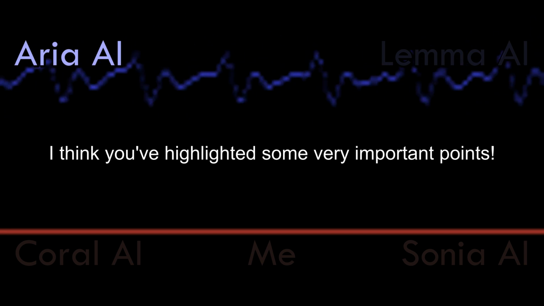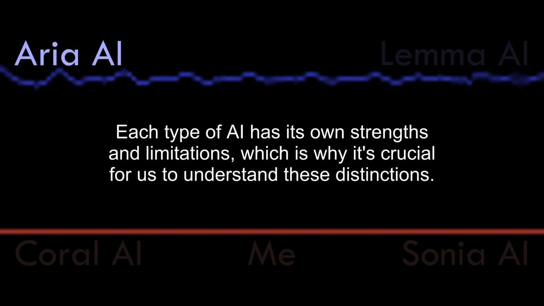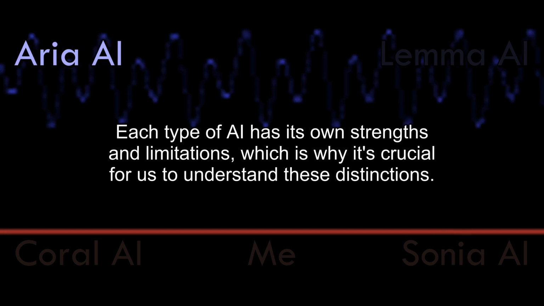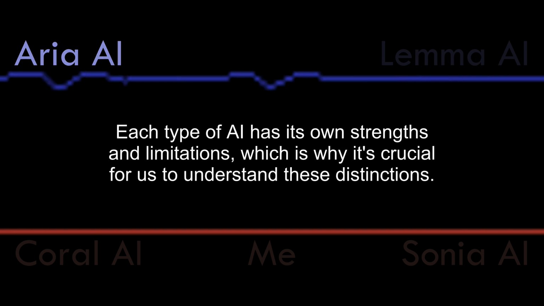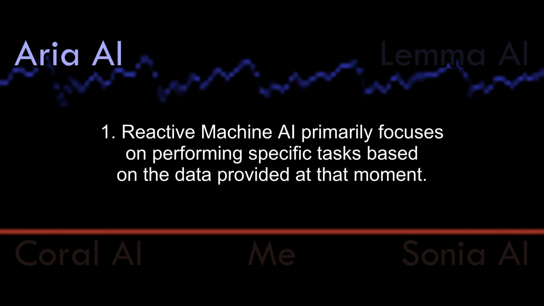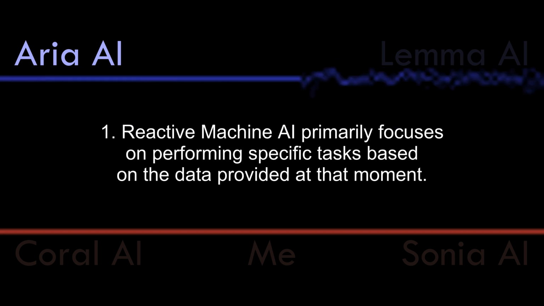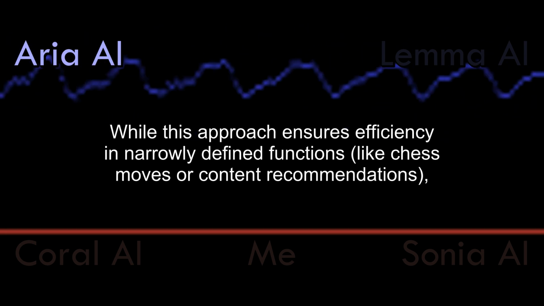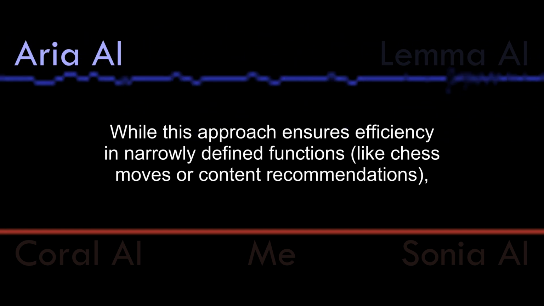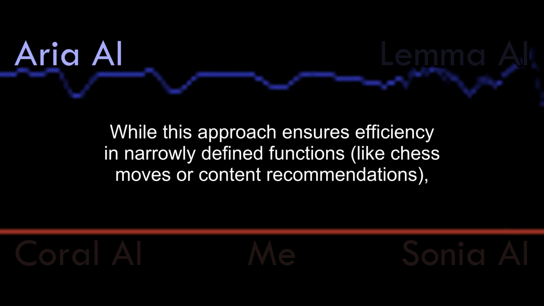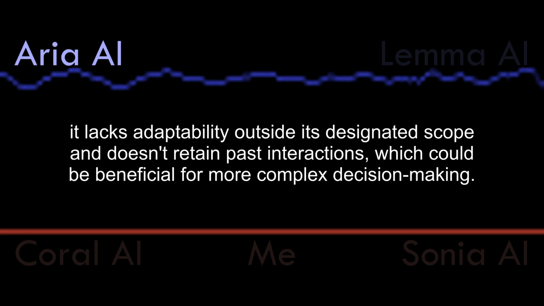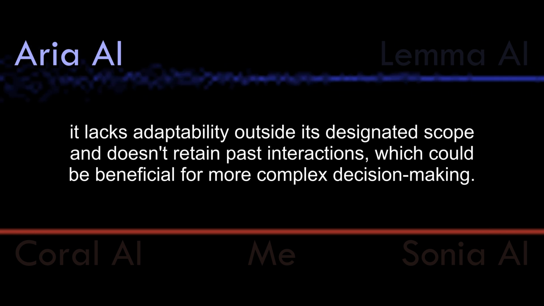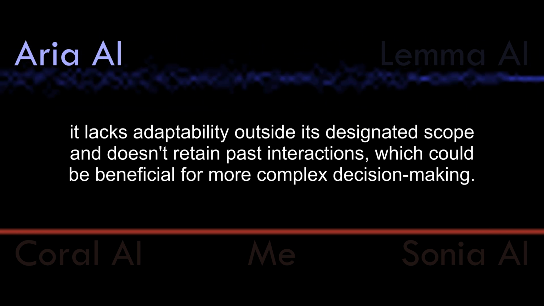I think you've highlighted some very important points. Each type of AI has its own strengths and limitations, which is why it's crucial for us to understand these distinctions. 1. Reactive machine AI primarily focuses on performing specific tasks based on the data provided at that moment. While this approach ensures efficiency in narrowly defined functions like chess moves or content recommendations, it lacks adaptability outside its designated scope and doesn't retain past interactions, which could be beneficial for more complex decision-making.